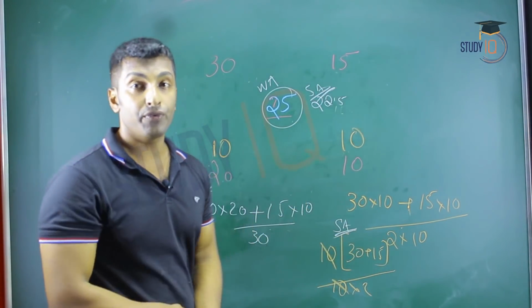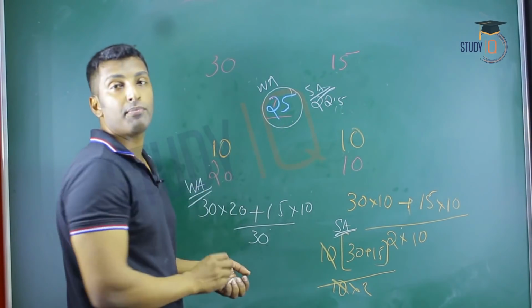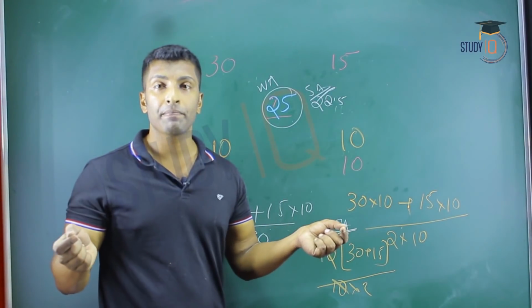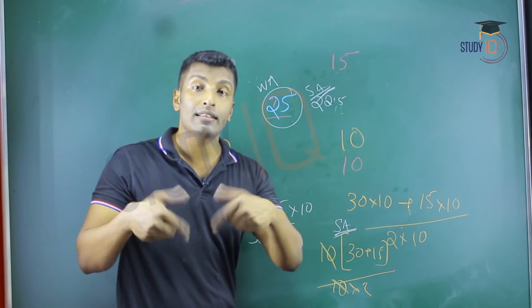So what you need to do first, if the average of the class is asked, is to see the number of boys and girls in the class. If they are the same, you just take the simple average. If they are different, you take the weighted average. What is the third scenario?